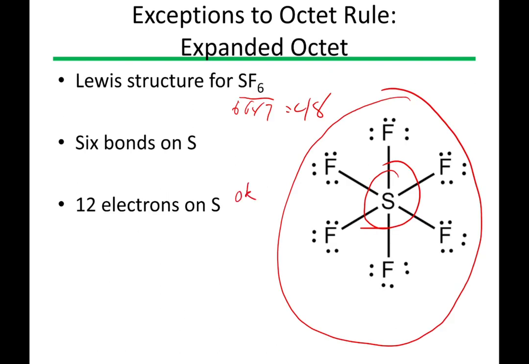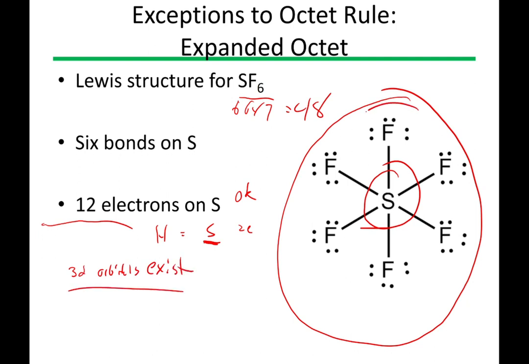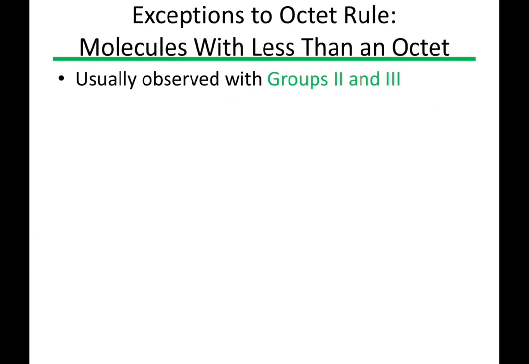You might ask why we can do expanded octets, and remember when I said hydrogen only wants 2? Because it has s orbitals, and the s orbital can only hold 2 electrons. Remember period 3, even though we don't start filling the d orbitals until period 4, period 3 can have d orbitals. So they exist even if they're empty, and we can use that space to help us make these bonds with the expanded octet. Occasionally, we get molecules with less than an octet. Usually this is observed with group 2 and group 3.